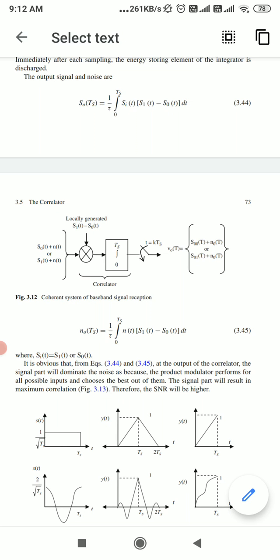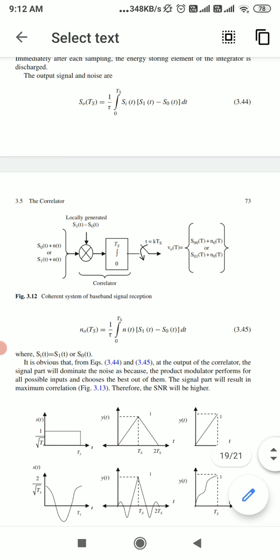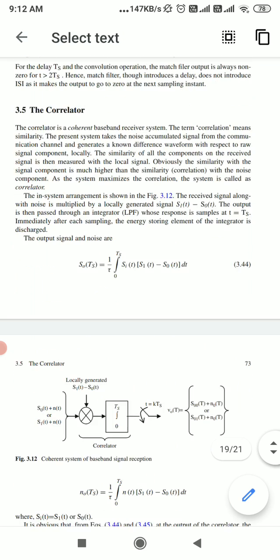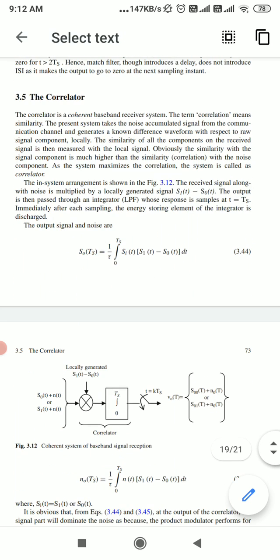How will you get it? N0 of t is equal to 2k upon N0 integration 0 to Ts N of t S1 of t minus S0 of t dt. So, here if we compare these equations, we conclude that the output of the correlator and the output of the matched filter are identical. We are getting the same equations. There also the output of the matched filter is in two forms, the output signal and the noise. If you compare the equations for the matched filter and the correlator, we get the same equations.